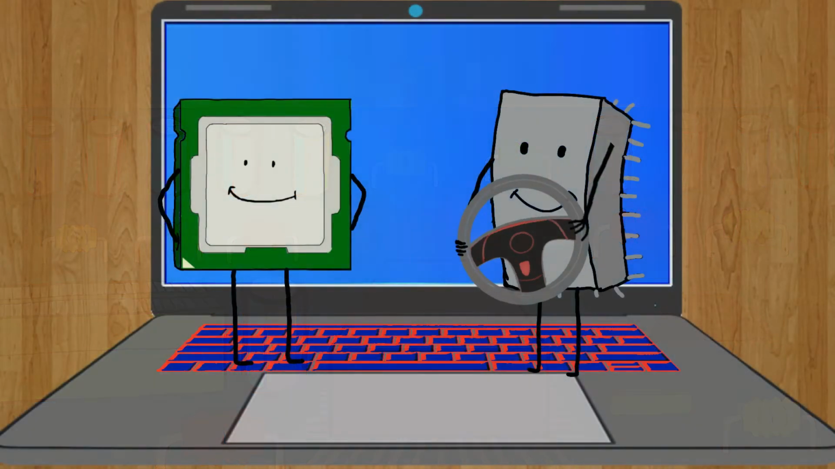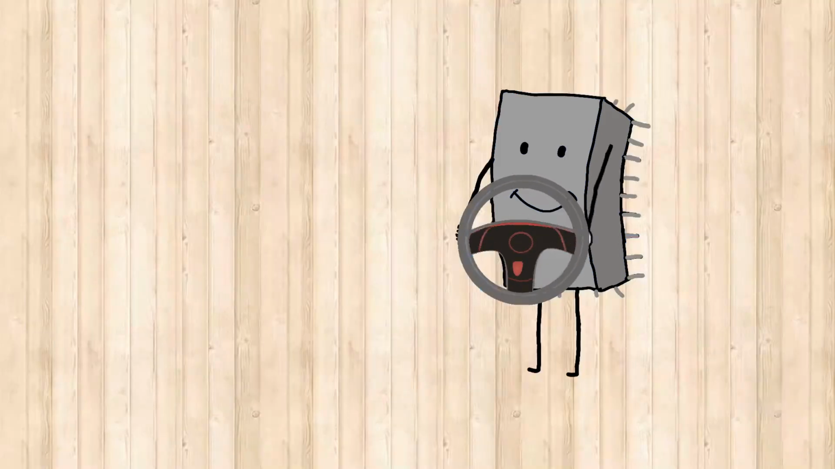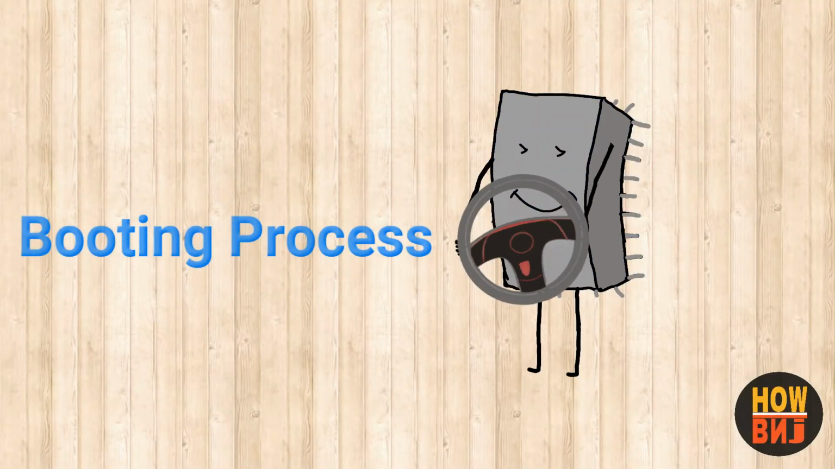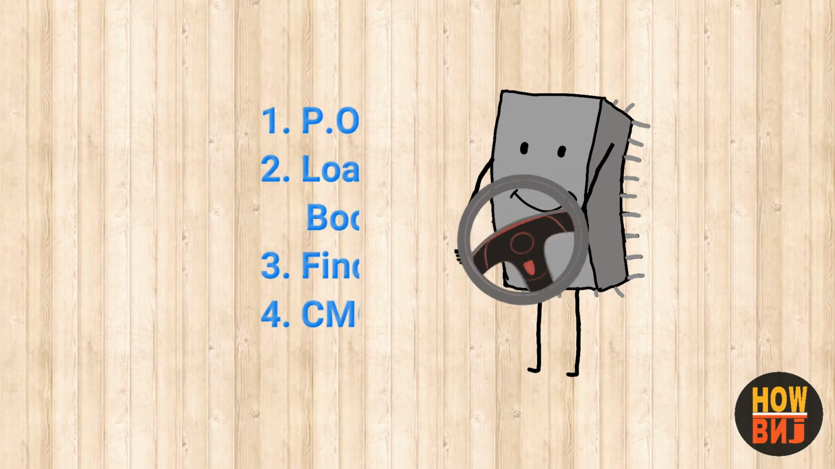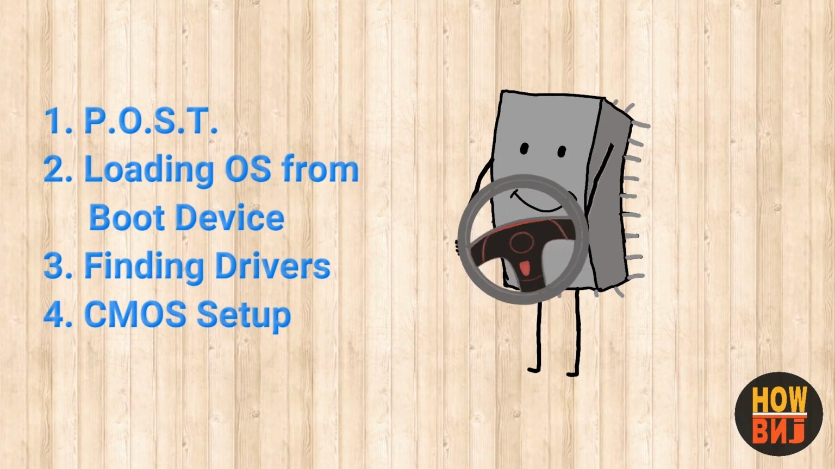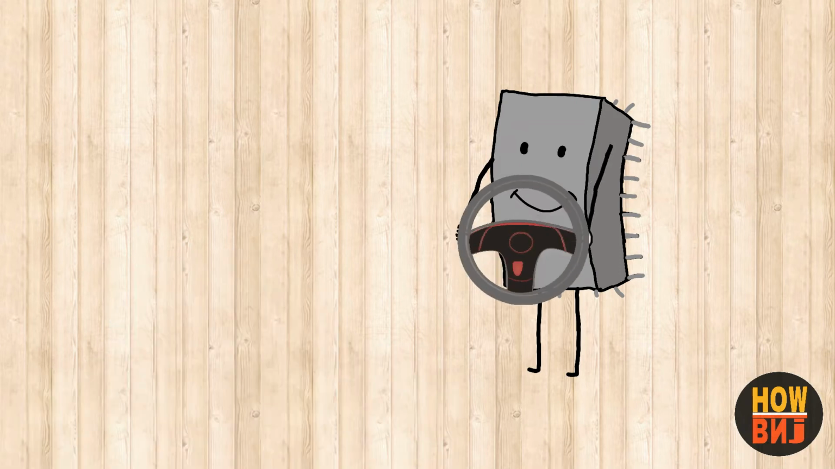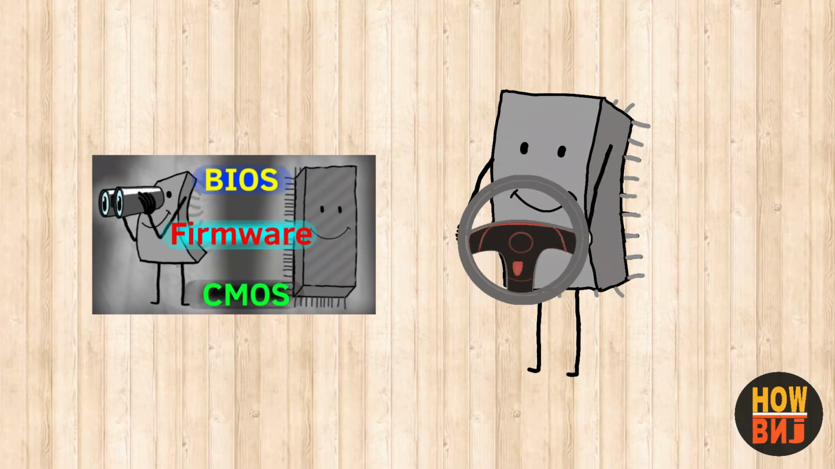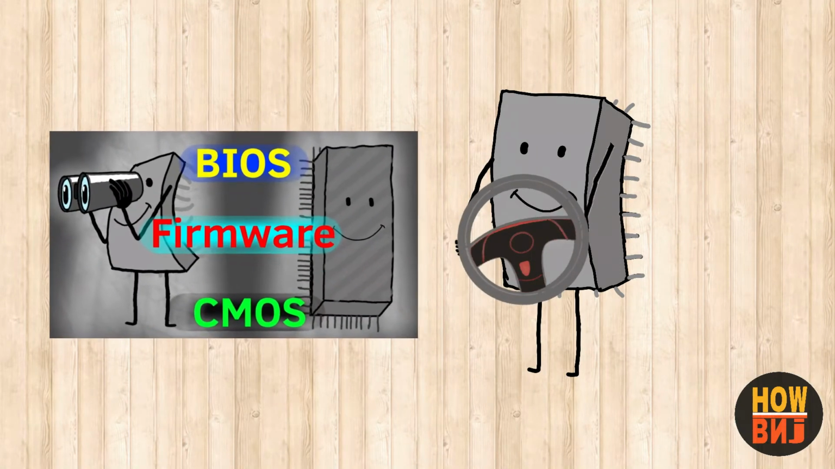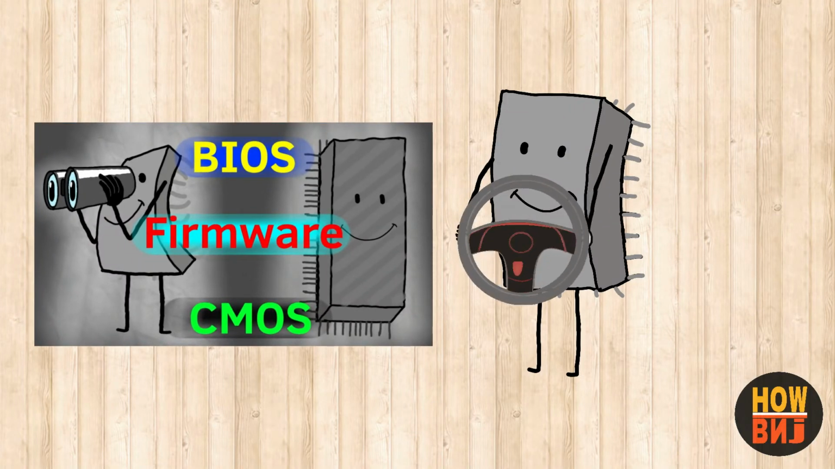Anyway, after getting control from the microprocessor, BIOS starts its booting up process. This process goes through 4 main steps, and finally it makes ready the computer for you. These steps are explained in the previous video. The link is in the description.